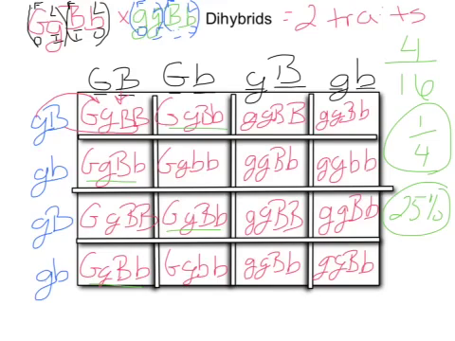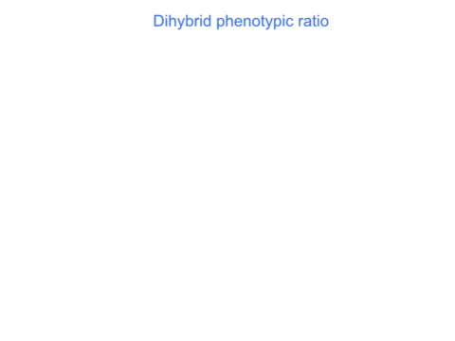I just have to remember, when I have 2 traits, I have to do this FOIL method. I have to distribute my gametes, have to do the FOIL method when I have 2 traits that I'm referring to. So with dihybrids, you're not going to have to do genotypic ratio for dihybrids, but you will have to do phenotypic ratio for dihybrids.